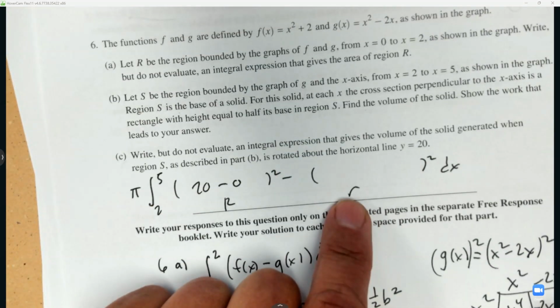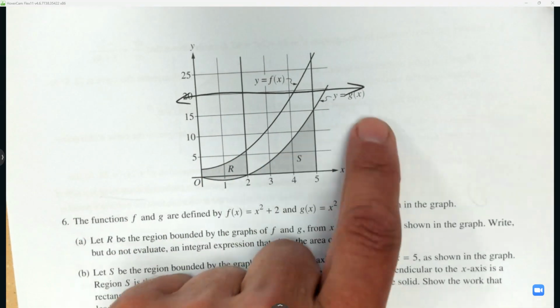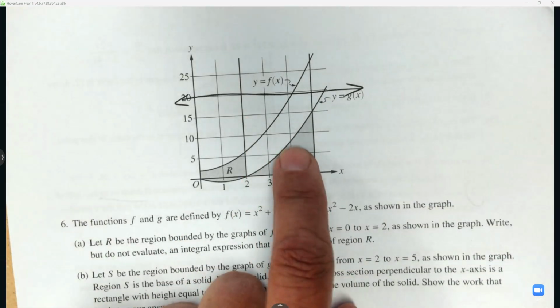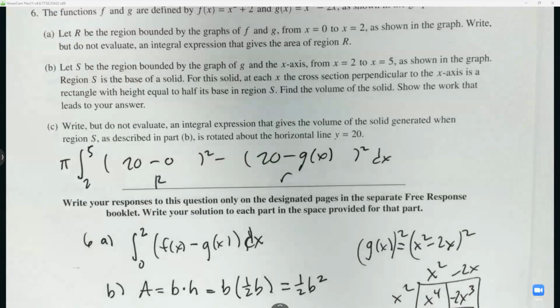The small radius is going to be the top, subtract the top of the area, which is g of x. So we're going to go 20, take away g of x. And there's the setup to find the volume if you rotate around the line y equals 20.